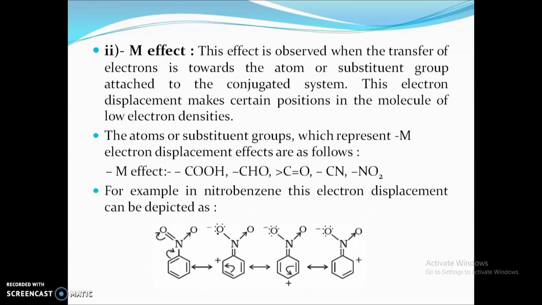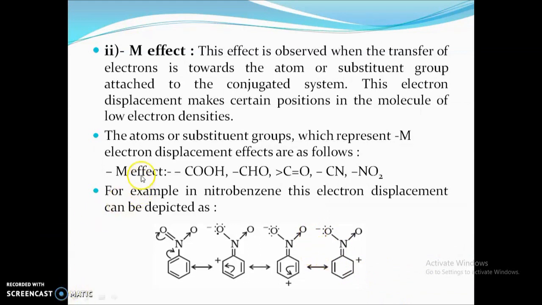Now, the second type of effect is the minus M effect. This is just opposite to that of the plus M effect. Here, transfer of electrons is towards the atom or substituent group which is attached to the conjugated system. When this type of electronic displacement takes place, certain positions of the molecule have positive charge on them, or we can say the electron density is decreased, that is, they have low electron densities.